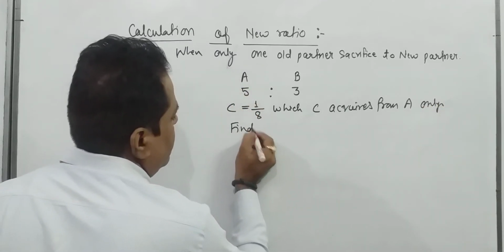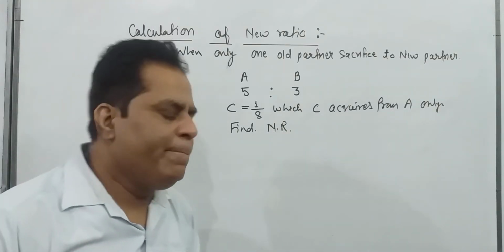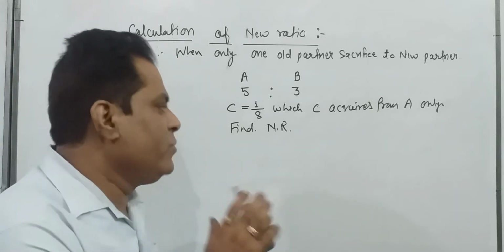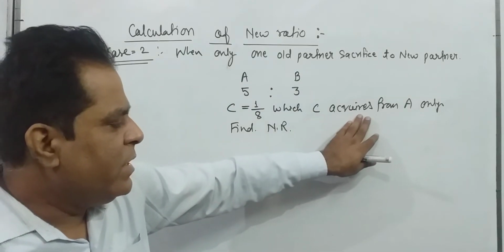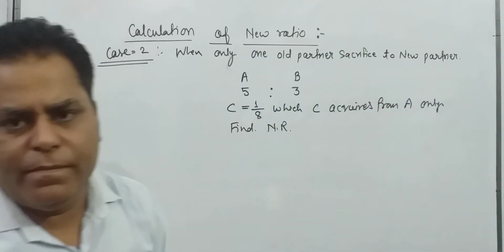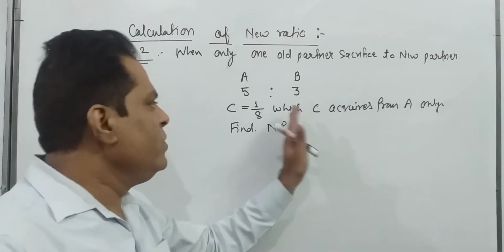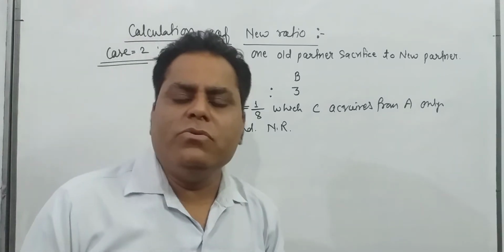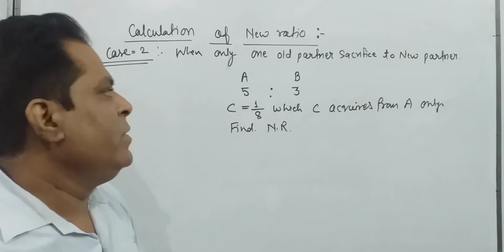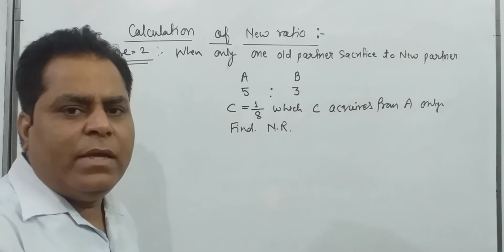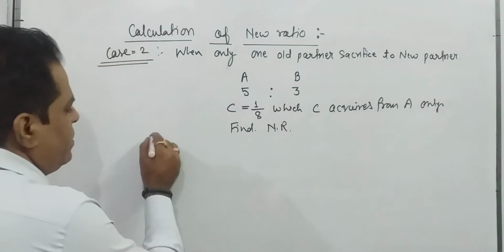Find new ratio. Now in this question you can see that C acquires his share from A only. It means that A is the partner who is sacrificing to C. So how to determine new ratio? See carefully. In this question there is no change for B, but A is going to sacrifice. So see how. Solution.